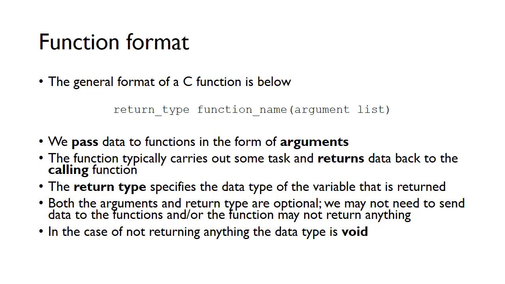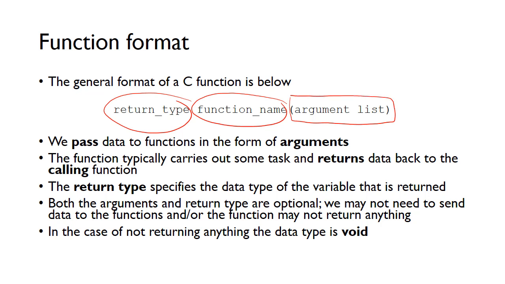When you're writing a function in C, the general format is below. We've got 3 parts. The first part is a return type, the next part is the name of the function, and then the name is followed by this part in brackets. This is where we've got this list of arguments.